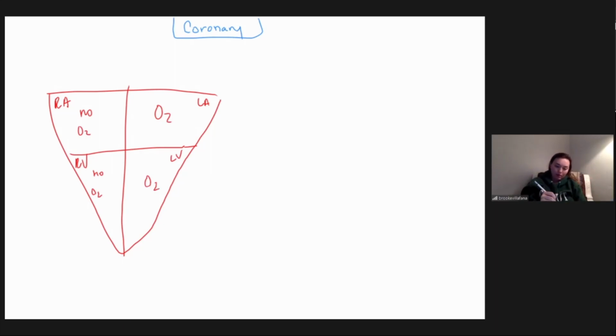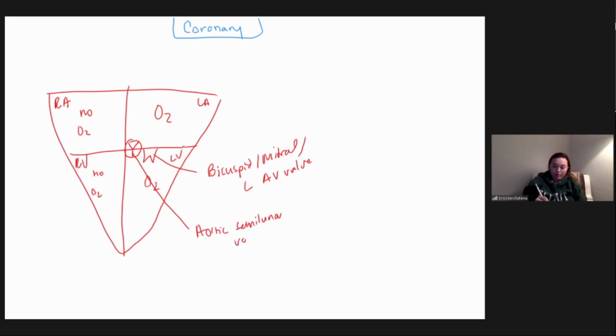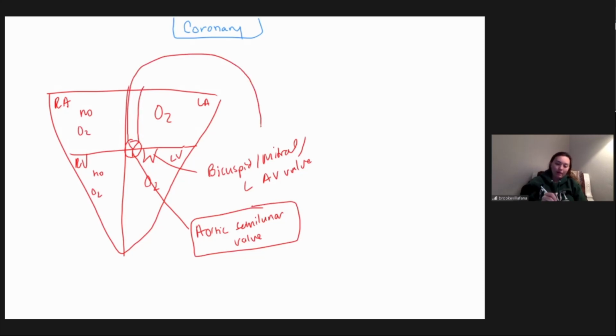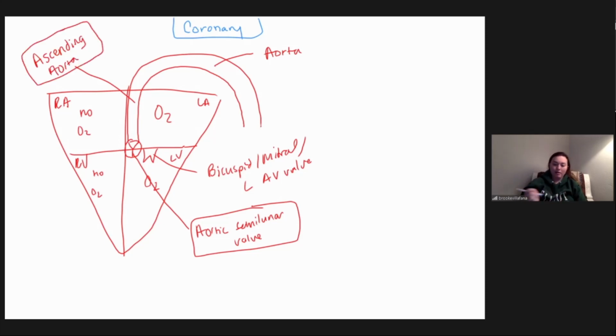So remember that the left side has the bicuspid or mitral or left AV valve, right? And then we already said that we know that this vessel here is the aortic semilunar valve. From the aortic semilunar valve, we will then get this large vessel we call the aorta. Okay, the first part of the aorta is called the ascending aorta, meaning it's going away from the heart, it's getting higher. We call this the ascending aorta.